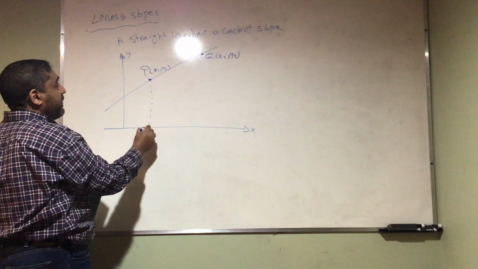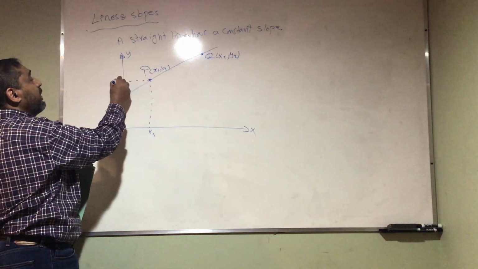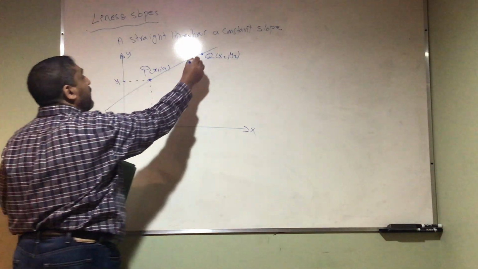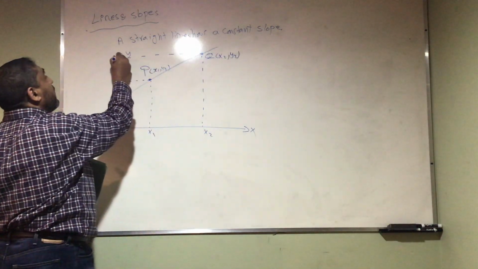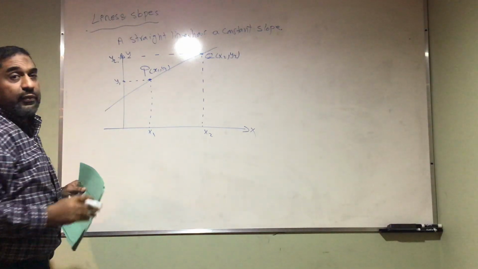So what is x1 here, guys? If I make a horizontal line, that is your x1. What is my y1? That is your y1 here. And then what is your x2? Here is your x2. And where is y2? Here is your y2. So how to compute the slope here?